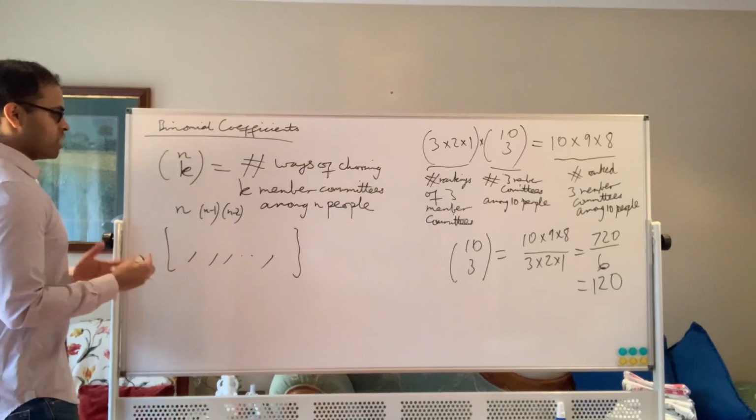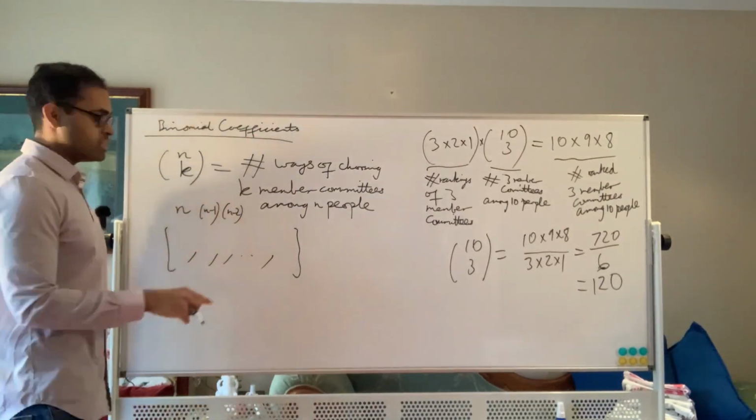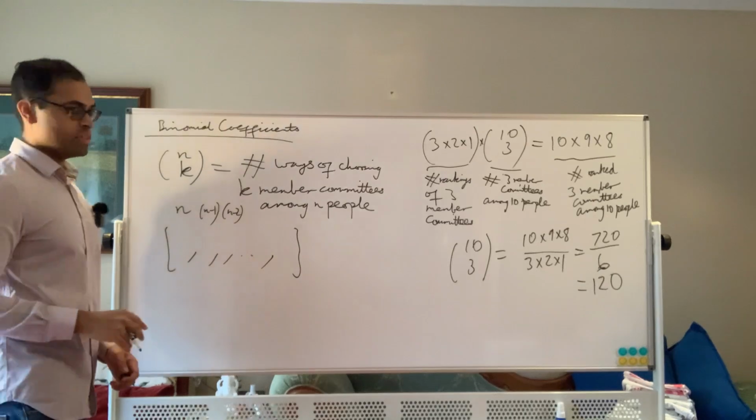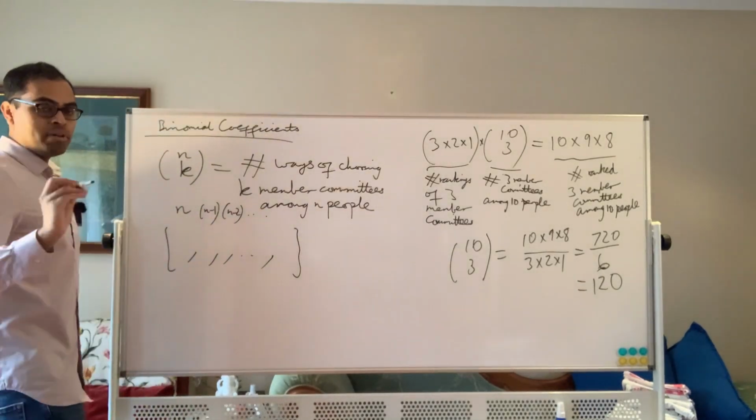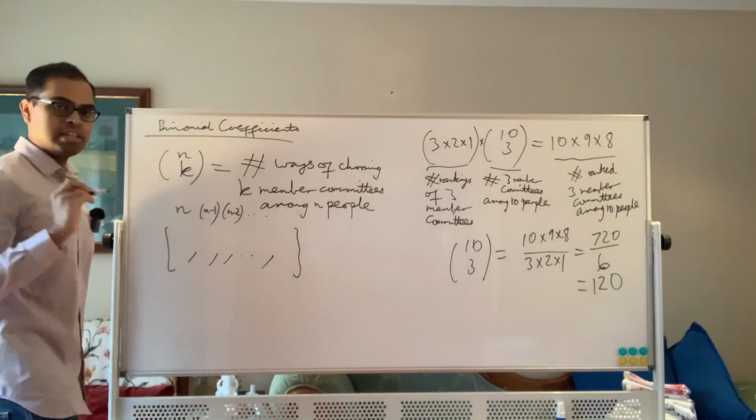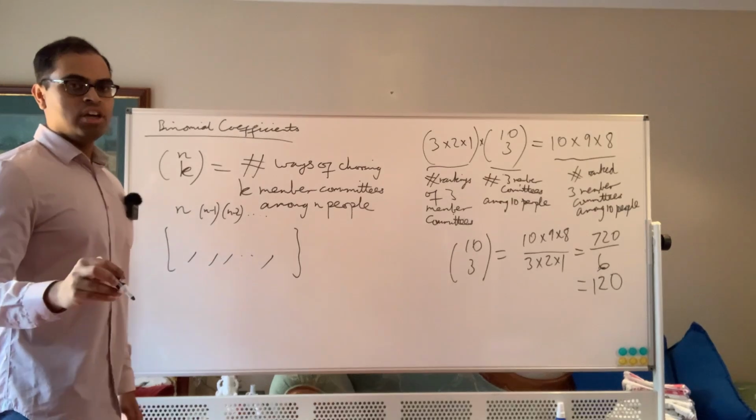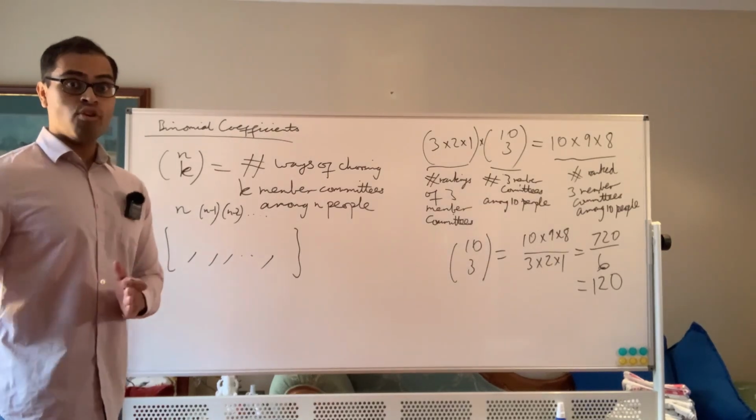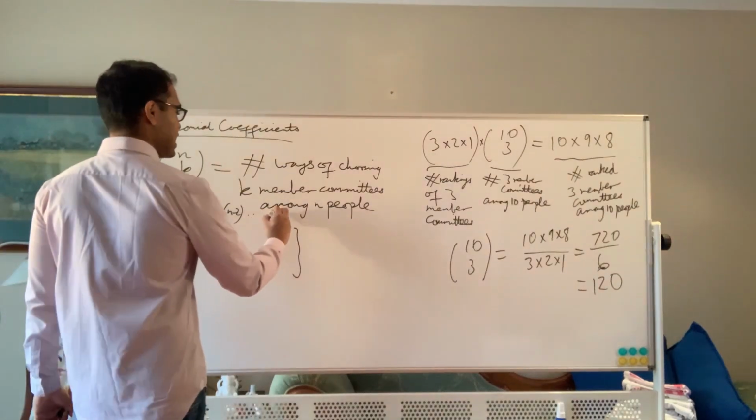But in general, whatever n is, there are n choices for the first person, n minus 1 choices for the second person, n minus 2 choices for the third person, and all the way up to the kth person. How many choices are there? So it keeps going. It's n for the first, n minus 1 for the second, n minus 2 for the third, n minus 3 for the fourth. So in general, you see the pattern, n minus 4 for the fifth. So for the kth, it's going to be n minus k plus 1.